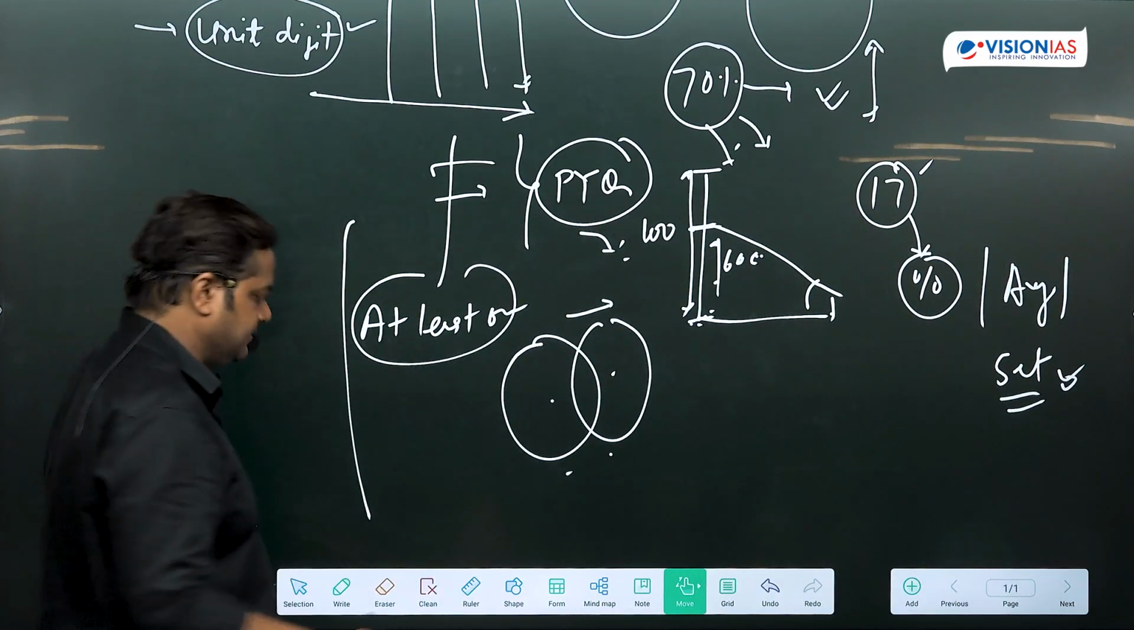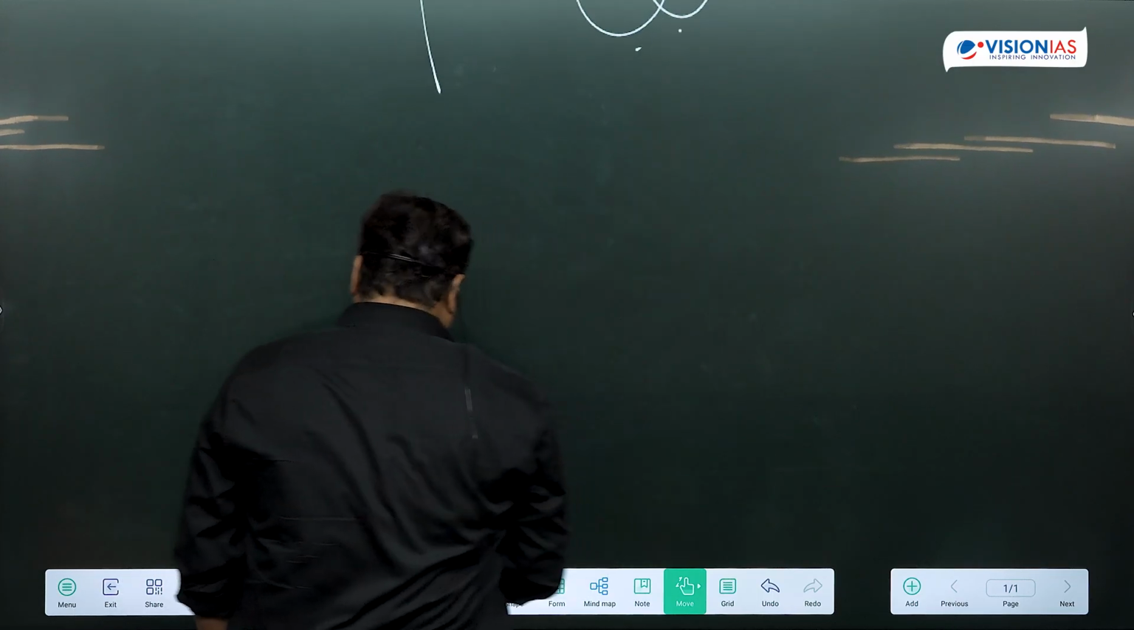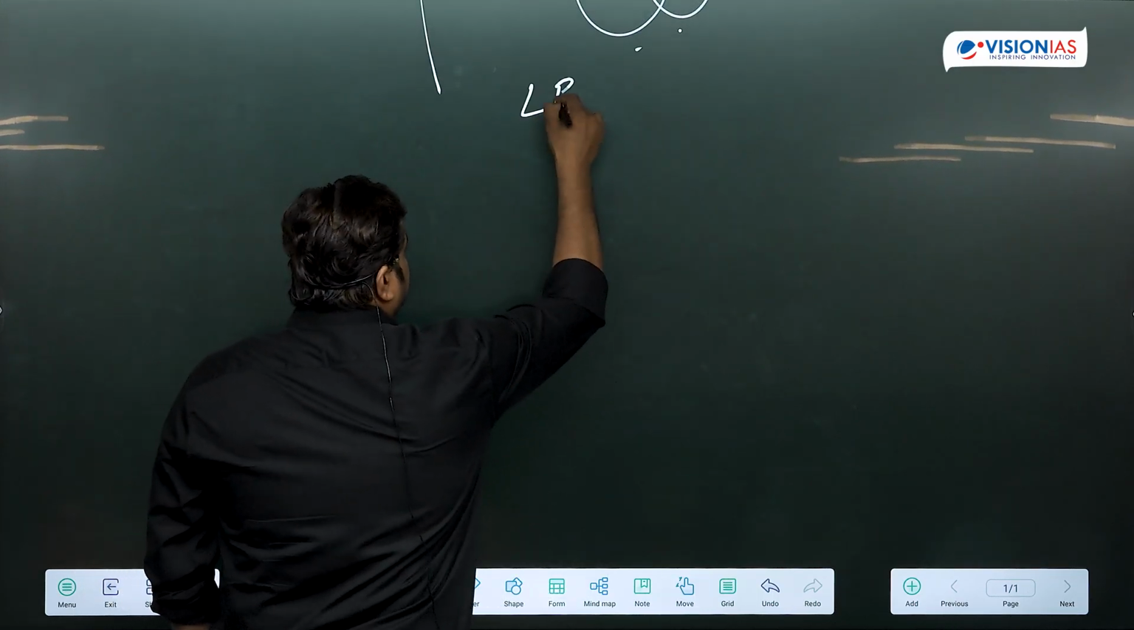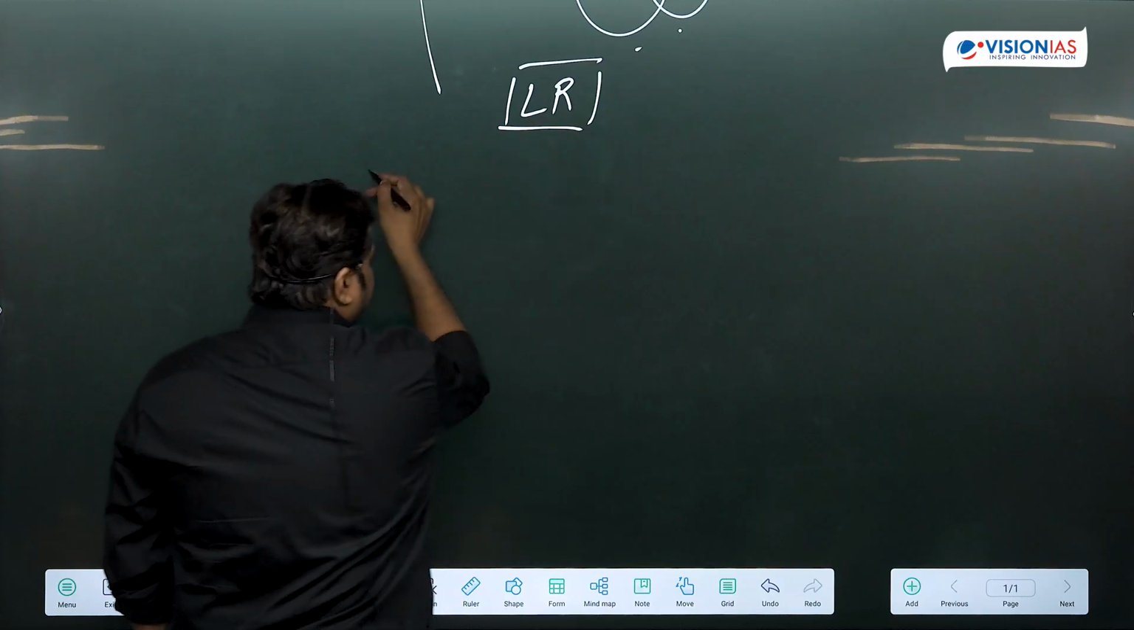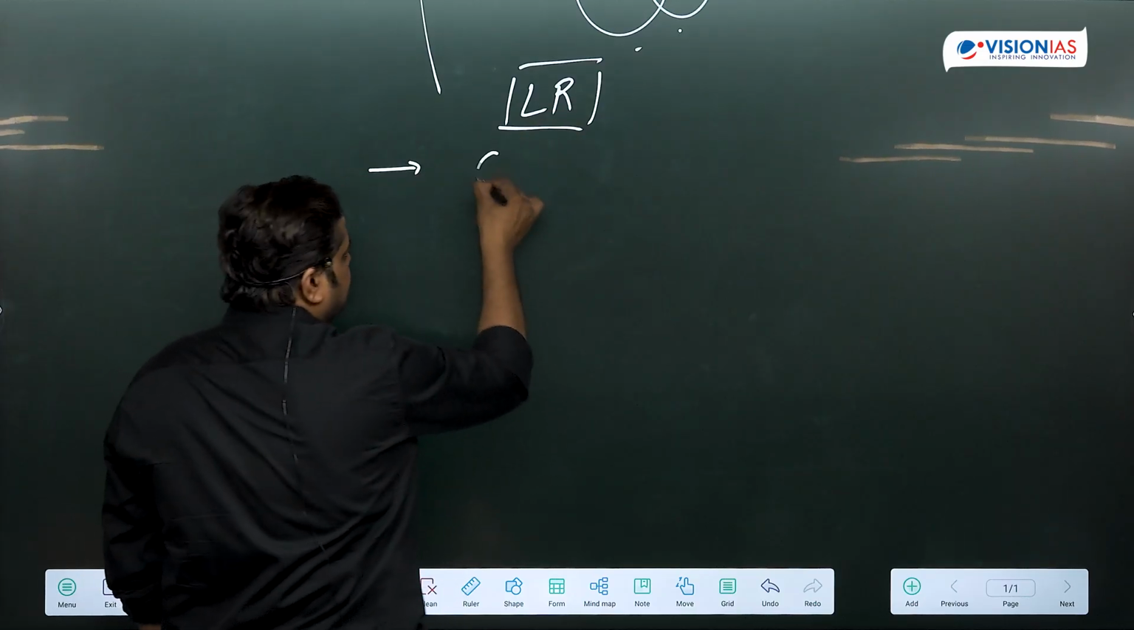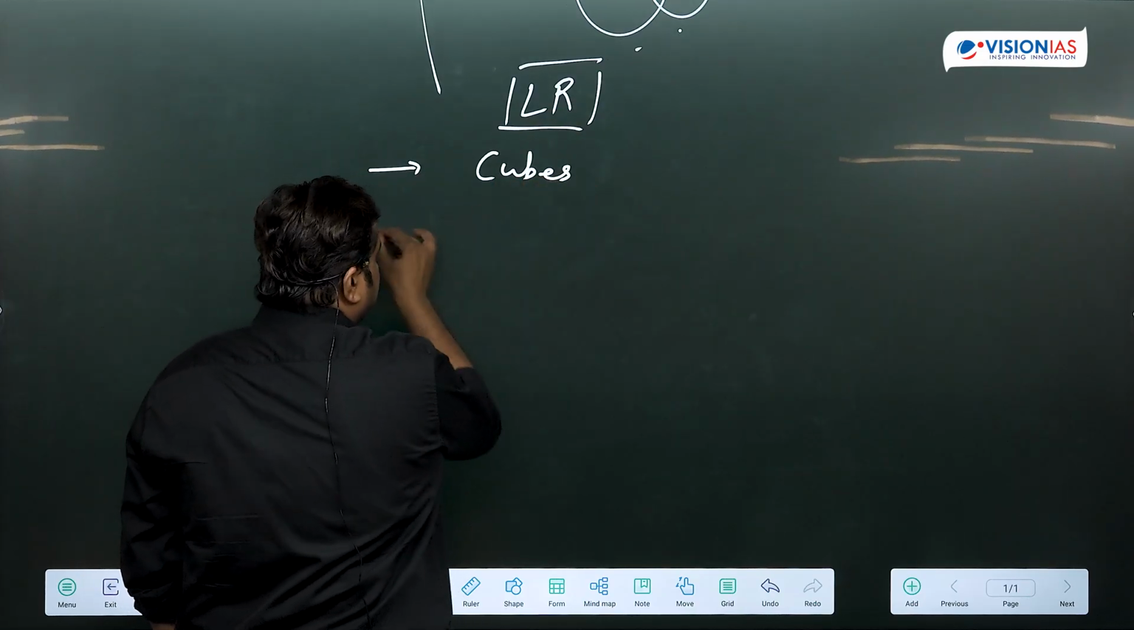Reasoning, LR. Like LR, if we see the topics, logical reasoning. So we have topics like cubes, calendars.